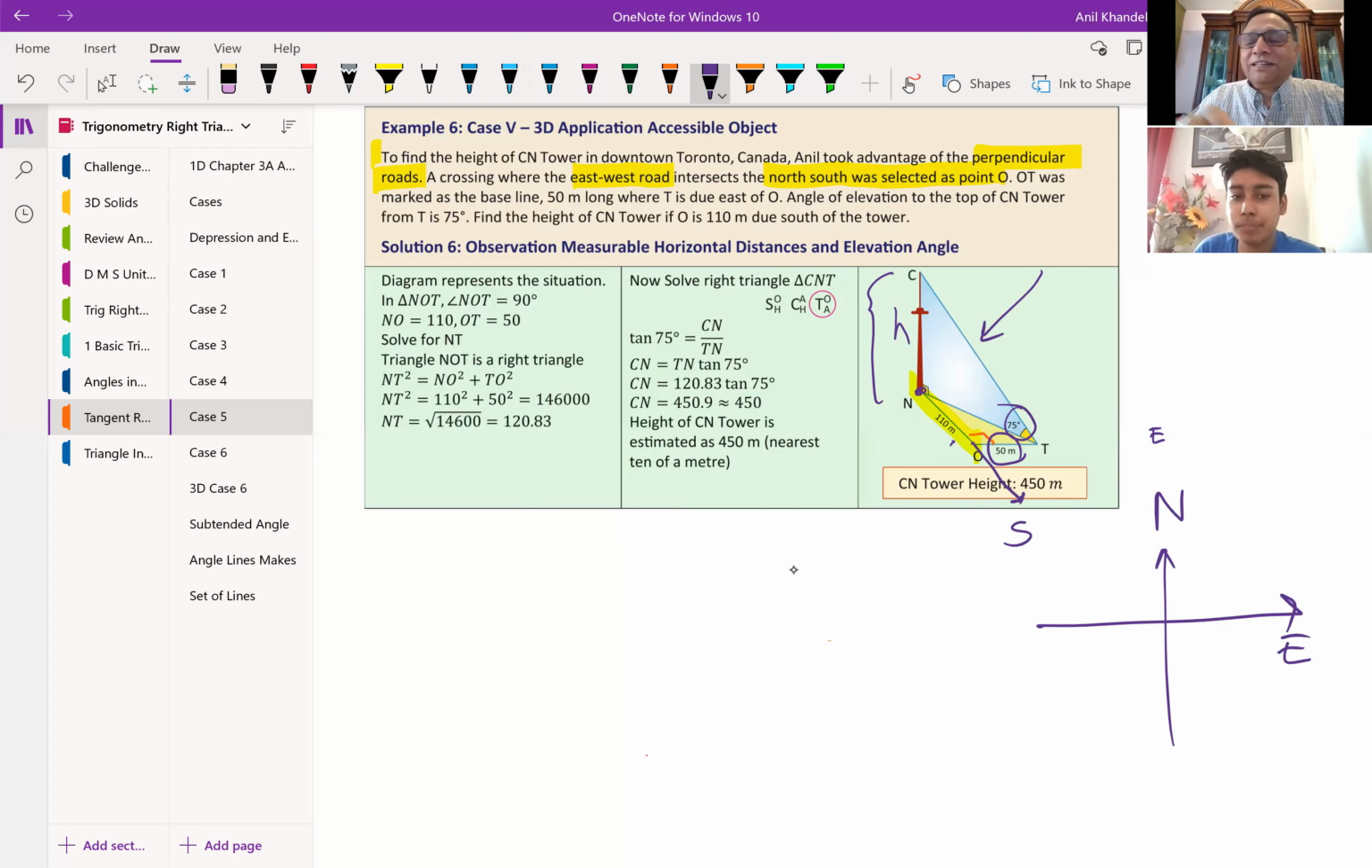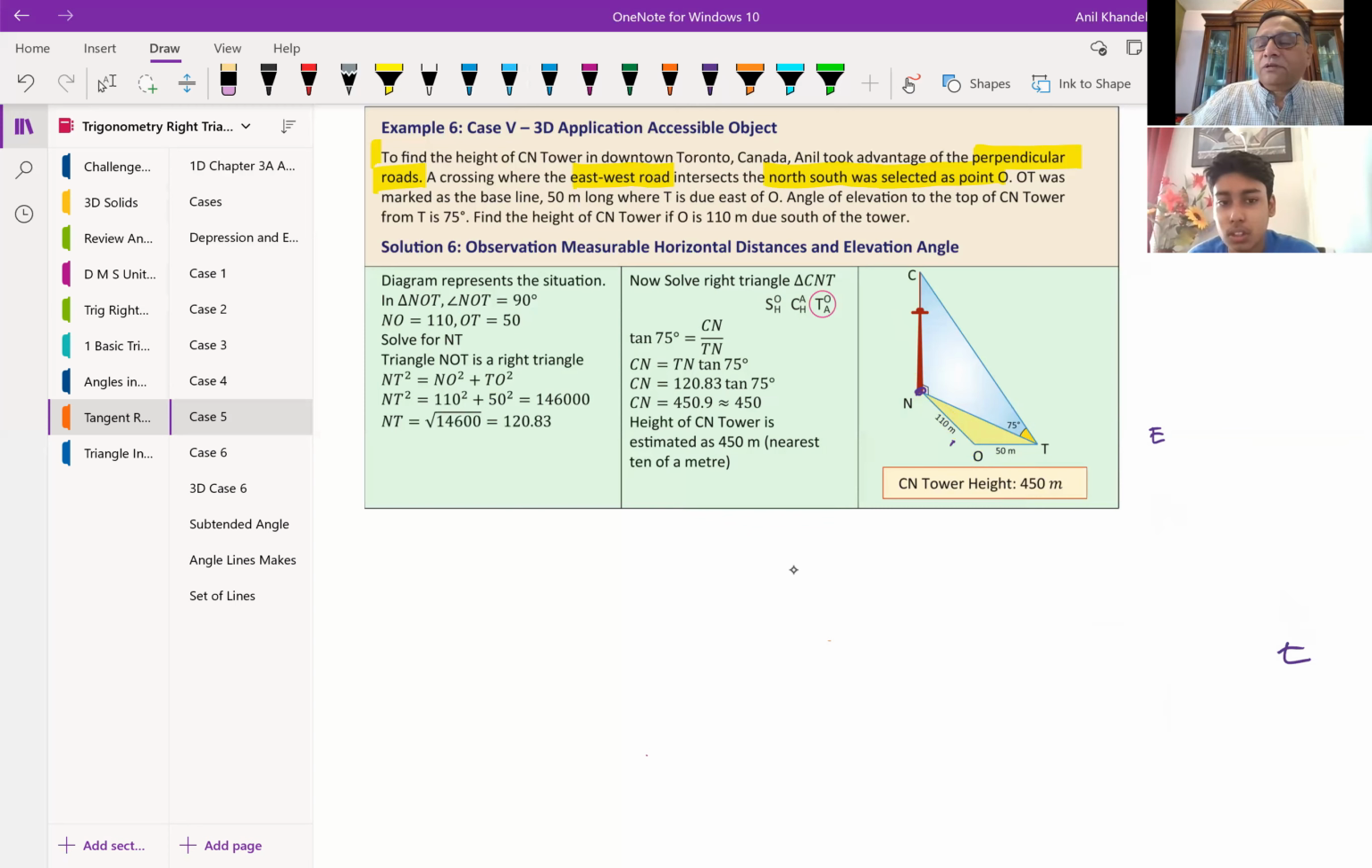Yes, sir. So now we can use tan theta. You have understood the diagram, so I'm erasing all this. How are you going to solve this? Can you tell me your approach, please? Well, first, sir, since we already have the lengths of 110 meters and 50 meters, we just need to find NT. Correct. Basically, what I'll do is I'll just add the squares and then square root it to get my answer. Yes, using Pythagorean theorem. So we found NT is 120.83 as you can see here, correct? Yes, sir. So you got 110 squared plus 50 squared, square root to get the answer.